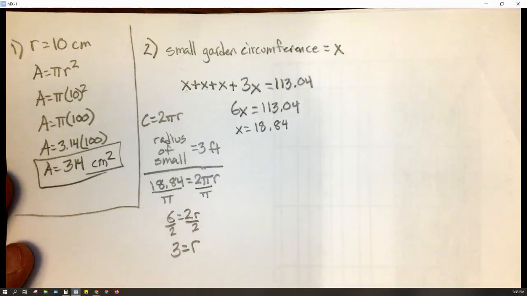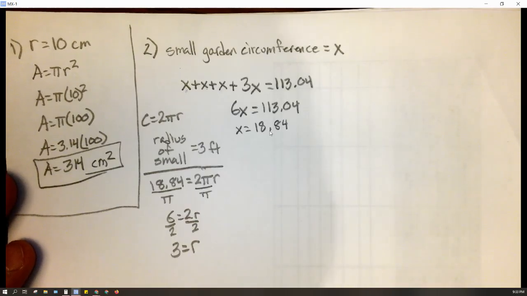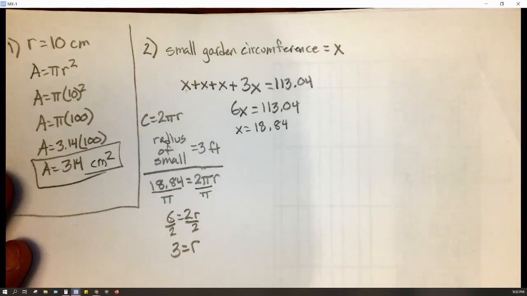Okay, so that's the small garden. Well, what about the strawberry garden, the really big one? What's that radius? Well, its circumference is 3 times the smaller one. So it's going to be 3 times 18.84. When we divide by pi, we're going to get something 3 times as big, which is 18. And we divide that by 2, we're going to get 9.